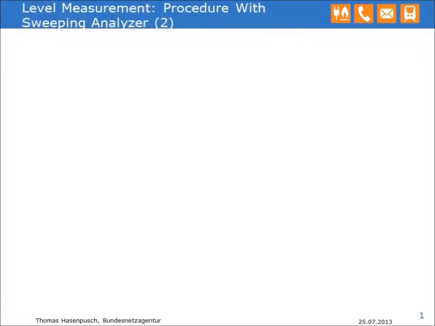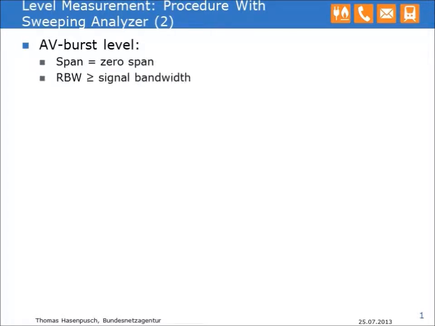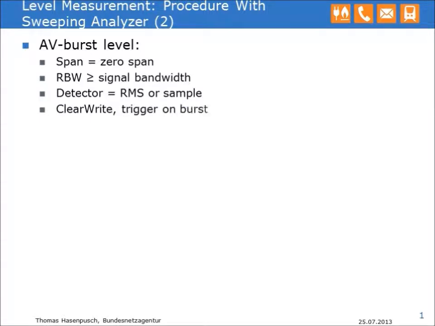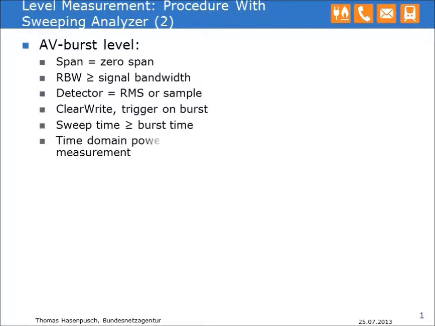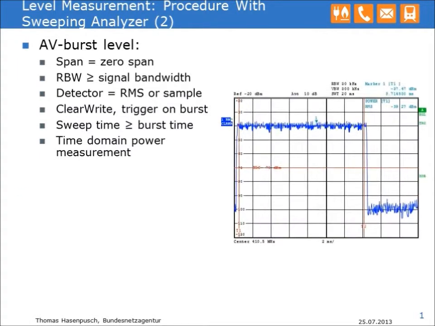Now the more complicated thing is the average burst level. We can measure that only in the time domain. So we set the analyzer to 0 span. The resolution bandwidth must be at least the signal bandwidth. The detector is RMS or sample. We have to use clear write, and we can trigger the burst so that the sweep only starts at the burst start time. The sweep time must be at least as high as the burst time, and then we use a function that is built into some analyzers that is called time domain power measurement.